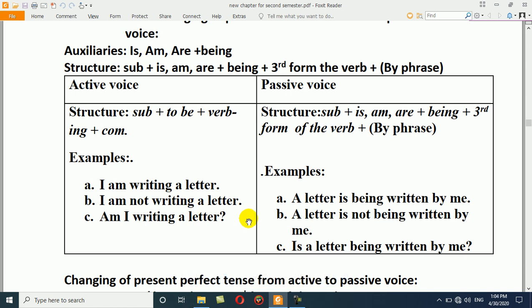So try to make your own examples according to present continuous tense. Firstly, make the examples in active voice and then change them into the passive voice.